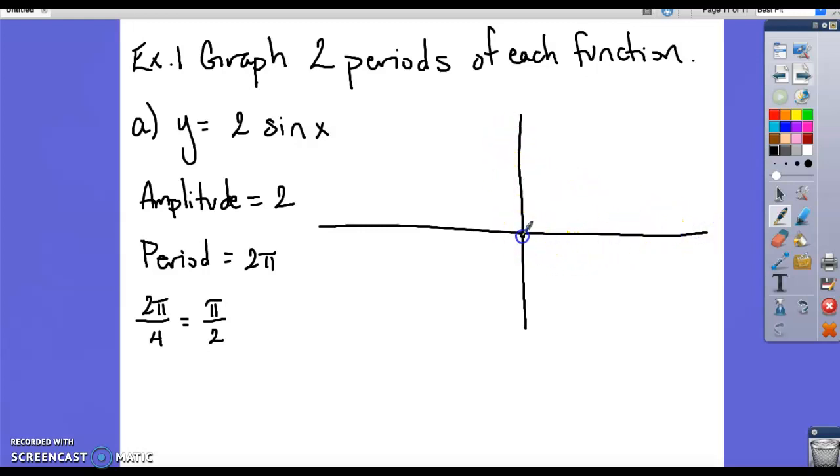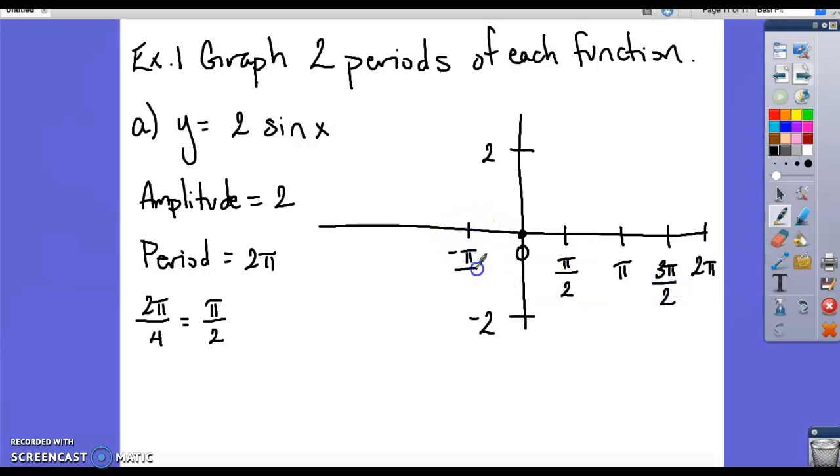I'm going to start at 0. I'm not going to do anything crazy. My amplitude is 2. Remember, the amplitude is the distance or the height of half of that wave. My period is 2 pi. I'm going to start at 0, which means each one of these intervals is pi over 2 units long. 0 plus pi over 2 is pi over 2. That's 2 pi over 2. That is 3 pi over 2.